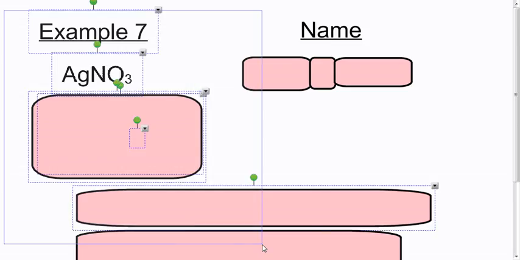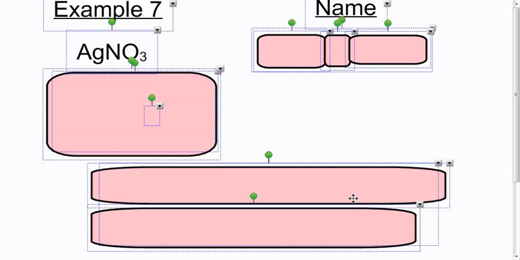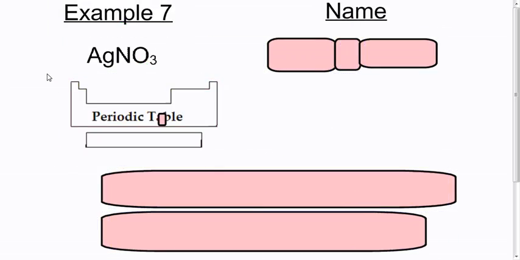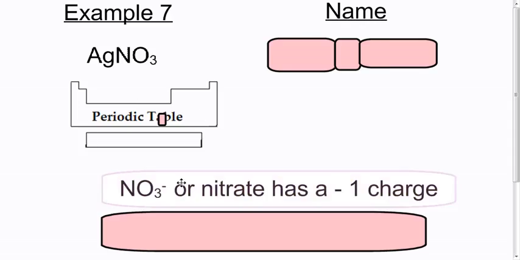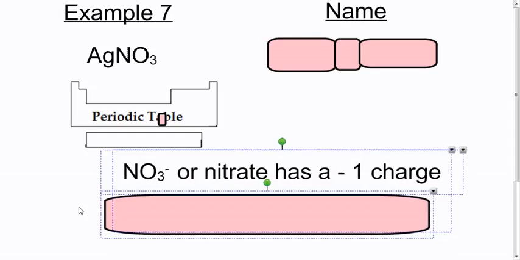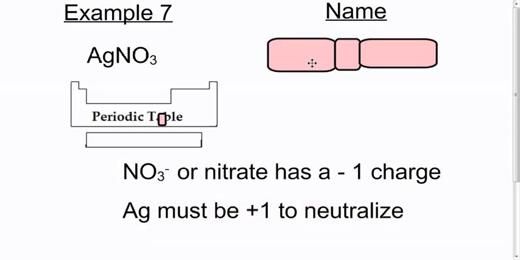Now, the last one is this. Silver is a transition metal, so I'm going to need a Roman numeral. Nitrate is -1, all right? And therefore, I'm going to need a +1 to neutralize, so it'd be silver 1 nitrate.